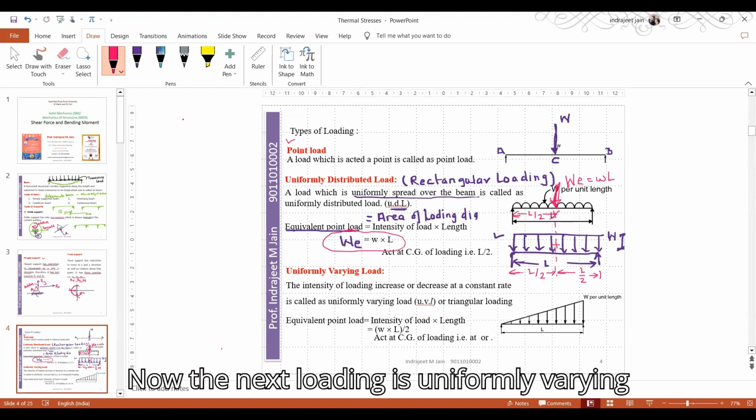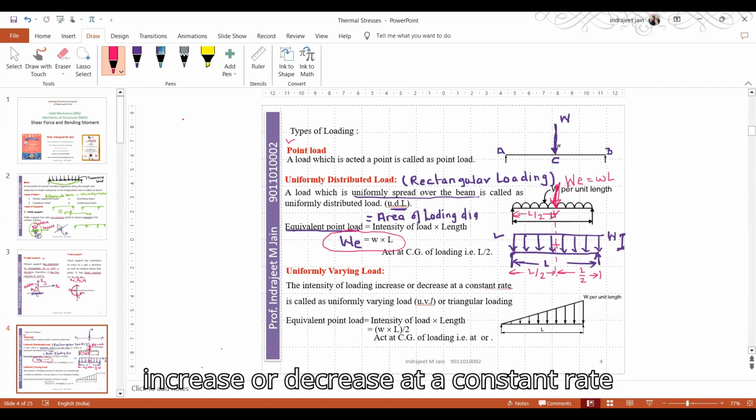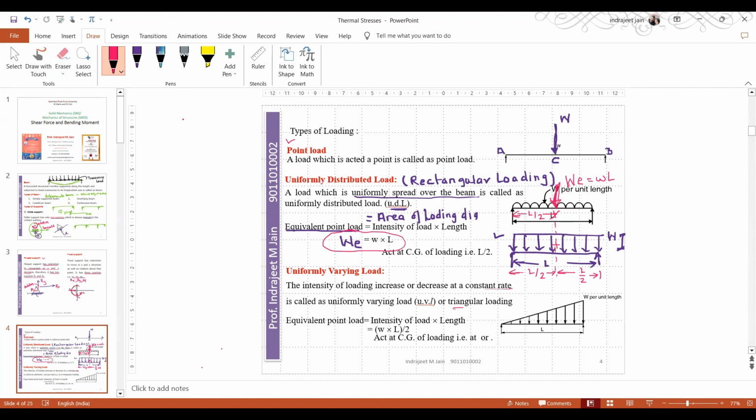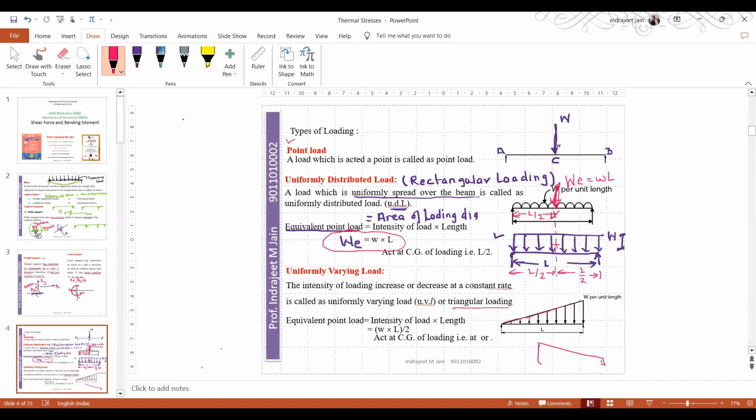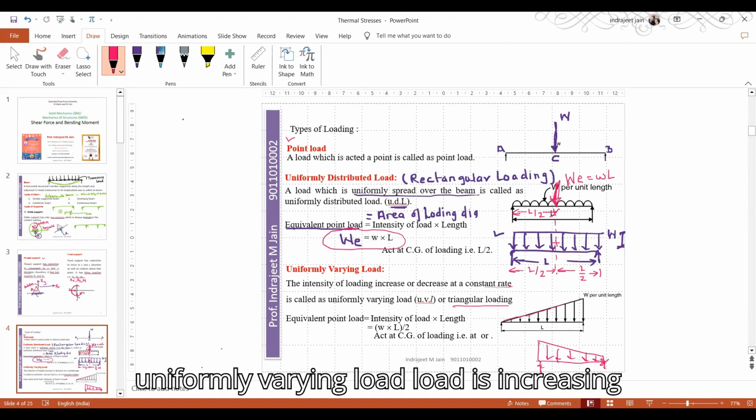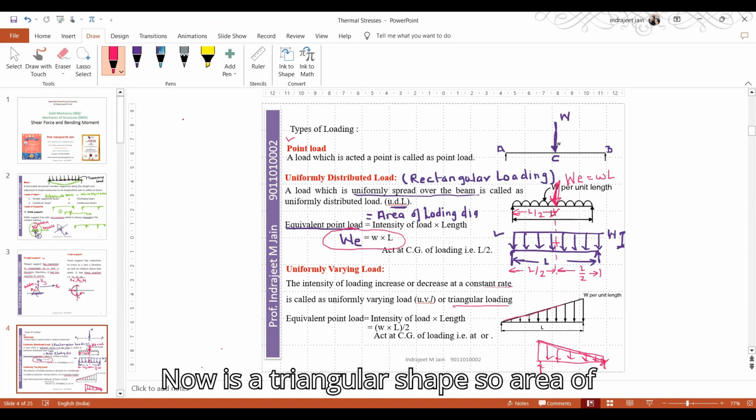Now the next loading is uniformly varying load. The intensity of the loading increasing or decreasing at a constant rate is called as uniformly varying load or triangular loading. See here, it is increasing uniformly, or if you show the figure like this one, here it is decreasing uniformly. So this is your uniformly varying load. Load increasing or decreasing is called as uniformly varying load. Clear? Now it's a triangular shape.